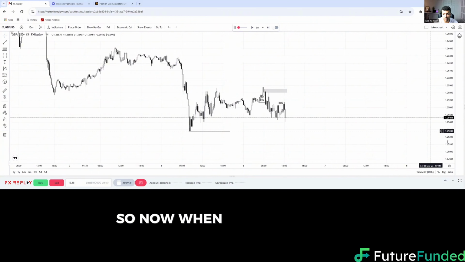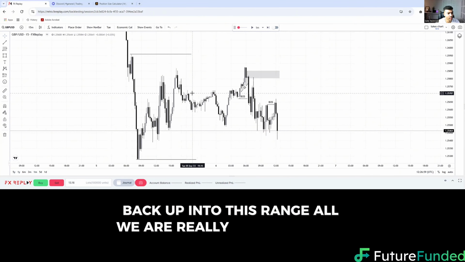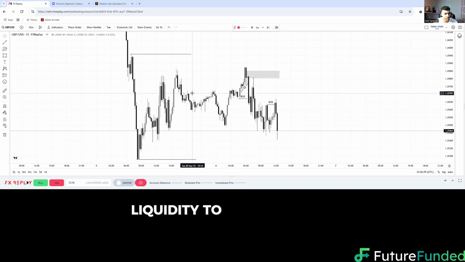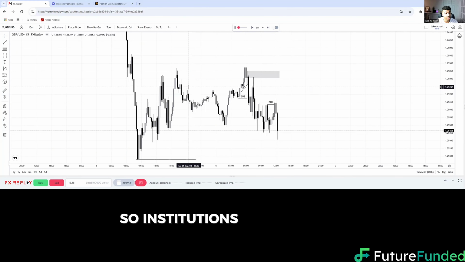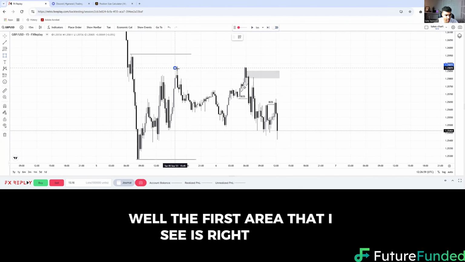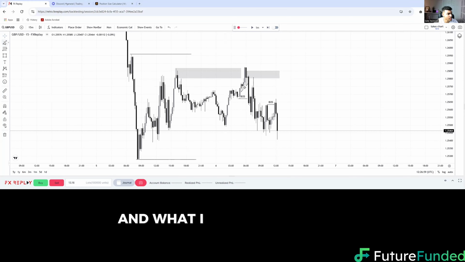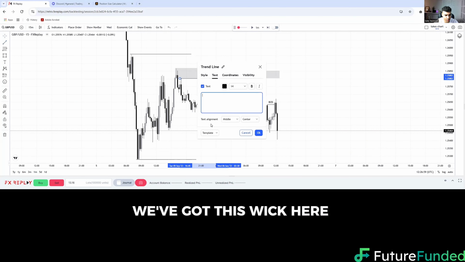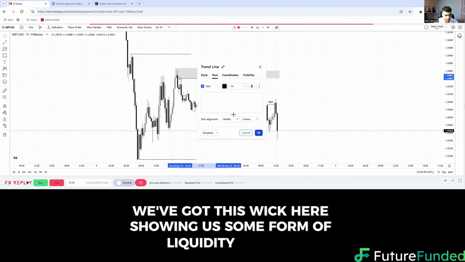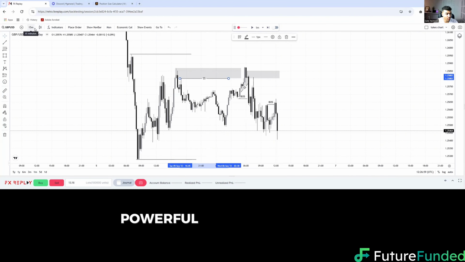So now when price starts its retracement phase back up into this range, all we are really looking for is two things: liquidity to be taken and points of interest to get tapped so that institutions can mitigate their orders. Well, the first area that I see is right here. This is a 15-minute point of interest, and what I see just below is really interesting. We've got this wick here showing us some form of liquidity.